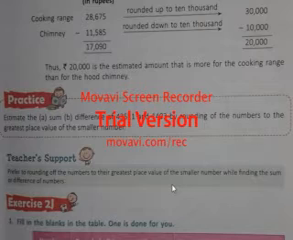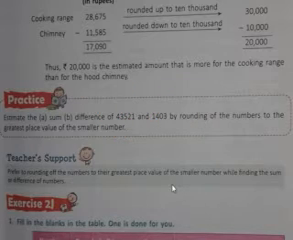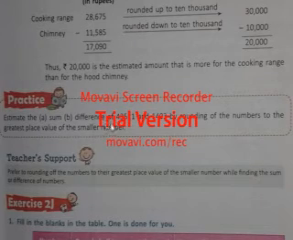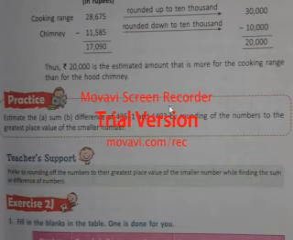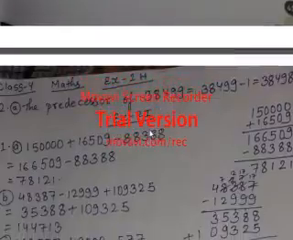Now there comes a practice question. In the practice question, it has been given: estimate the sum and the difference of 43,521 and 14,003 by rounding off the numbers to the greatest place value of the smaller number. The greatest place value of the smaller number, that means the smaller digit number. You can see over here it is the thousands place. So you will round up both at the thousands place, and we will add, and then after that you will subtract. You can see this solution over here.